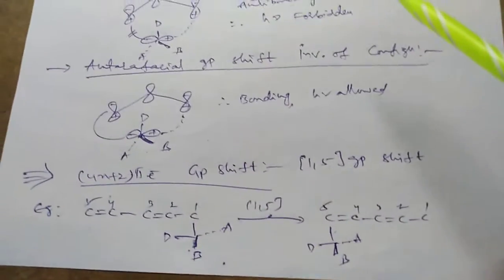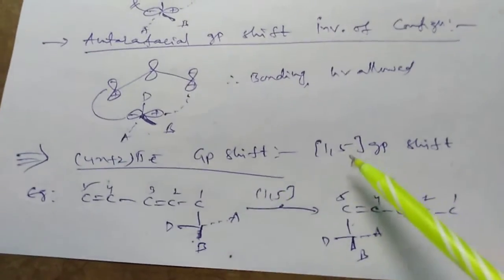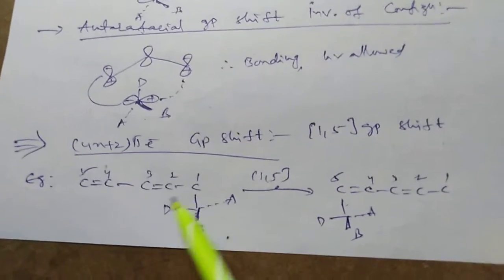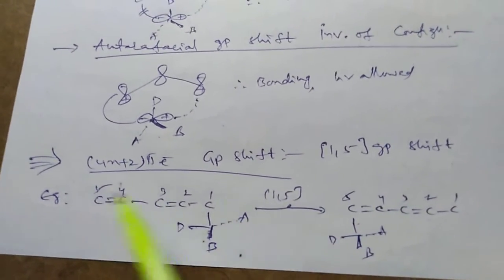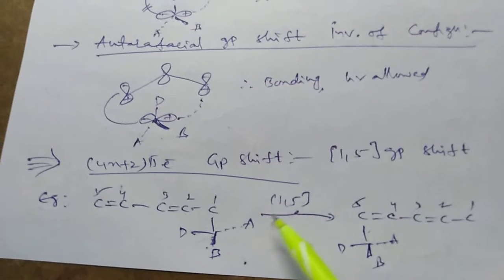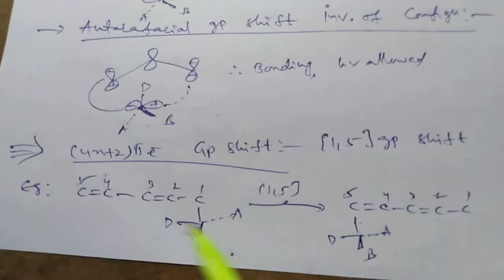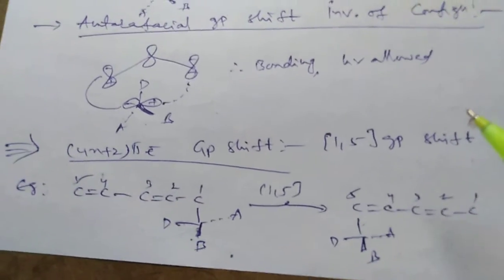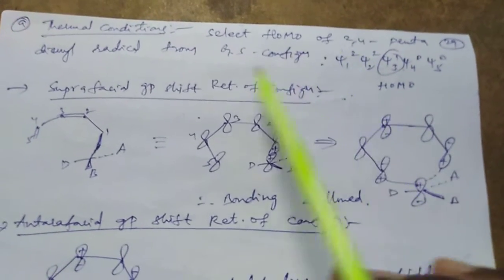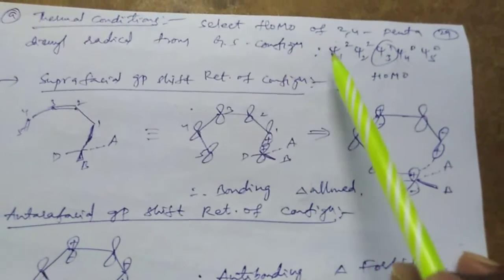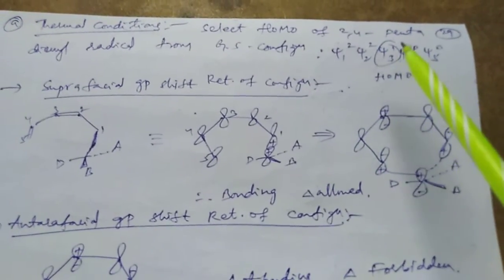Now we are going to discuss the 4n+2 system for the group shift. The best example is the 1,5 group shift. In the 1,5 shift, the group is shifting from the first position to the fifth position, so it is called a 1,5 shift or 1,5 group rearrangement. At the fifth position the group is attached. Thermal conditions for the 4n+2 system: first you have to select the HOMO of the 2,4-pentadienyl radical from the ground state configuration Psi1 2, Psi2 2, Psi3 1, Psi4 0, Psi5 0, where Psi3 is the HOMO.